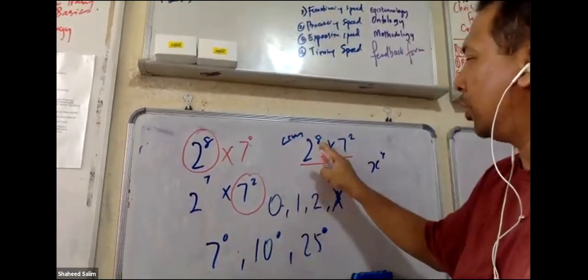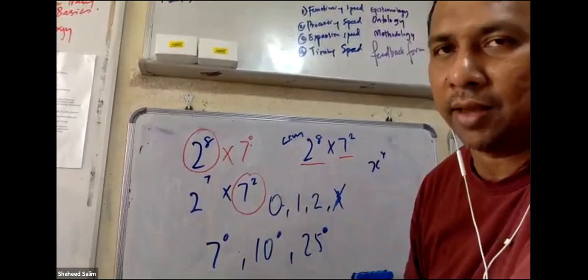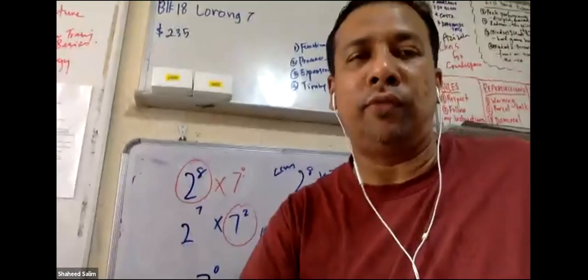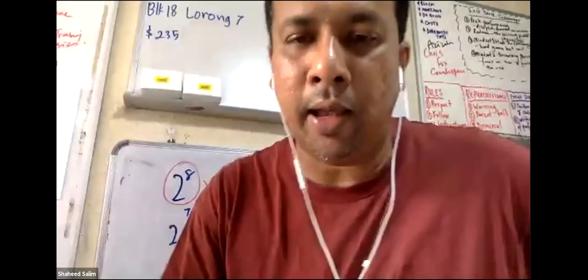So they will never write to the power 0 here for LCM or HCF because it's 1. Just for your info, okay? Just for your info. Okay, let us move on.